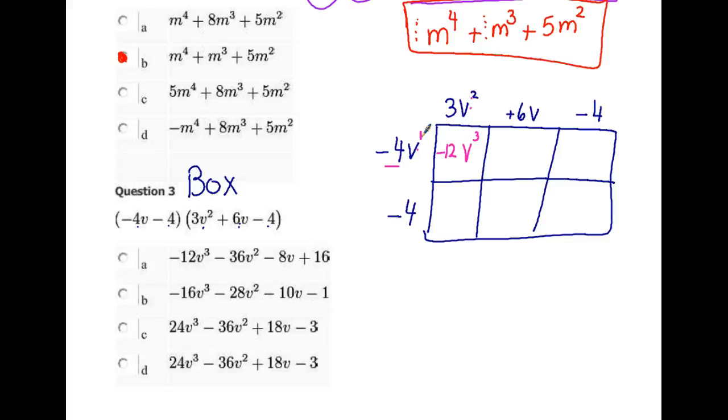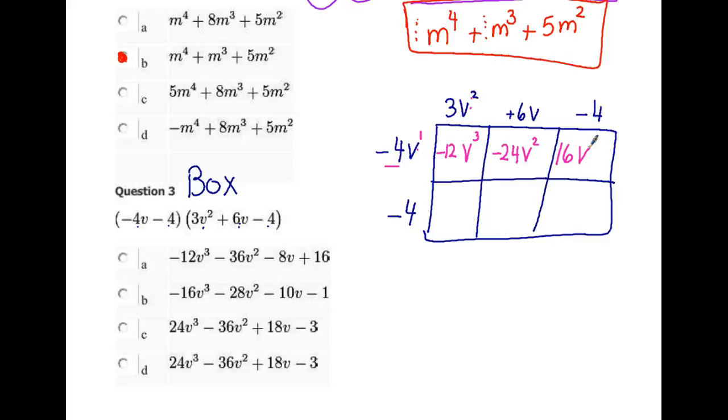Then, the next term will be the negative 4v times 6v. That'll be negative 24v squared. Again, if you're not sure how to multiply the coefficients, use a calculator. Then negative 4v times negative 4. Remember, negative times negative makes a positive, so it'll be 16v. Again, if you're not sure, just use a calculator. Plug in negative 4 times negative 4.